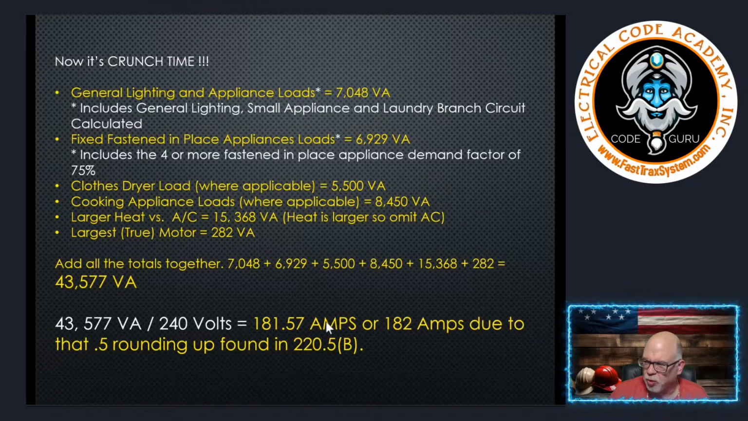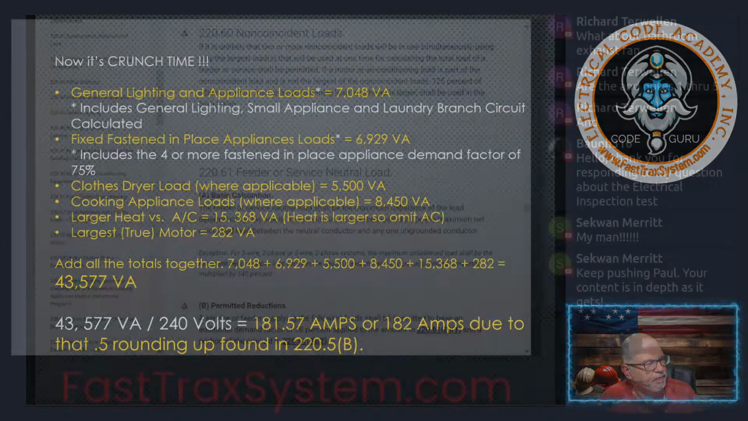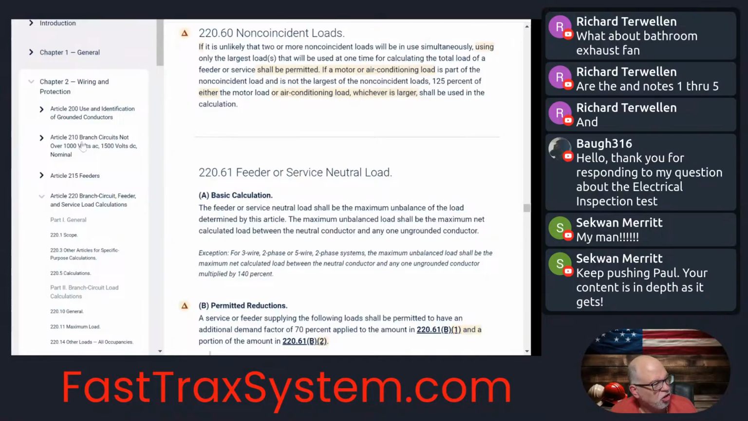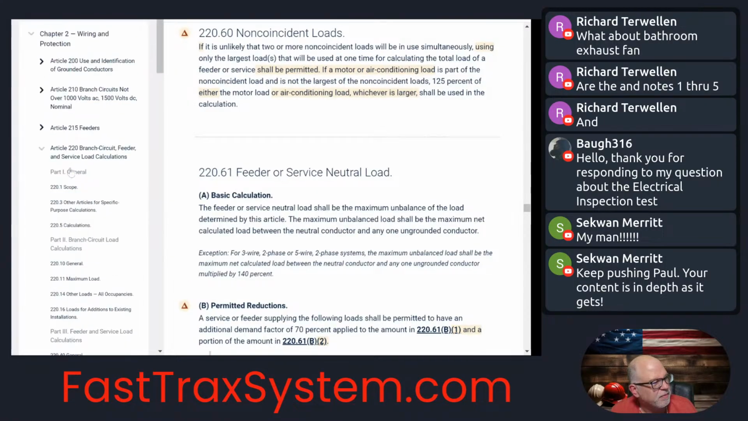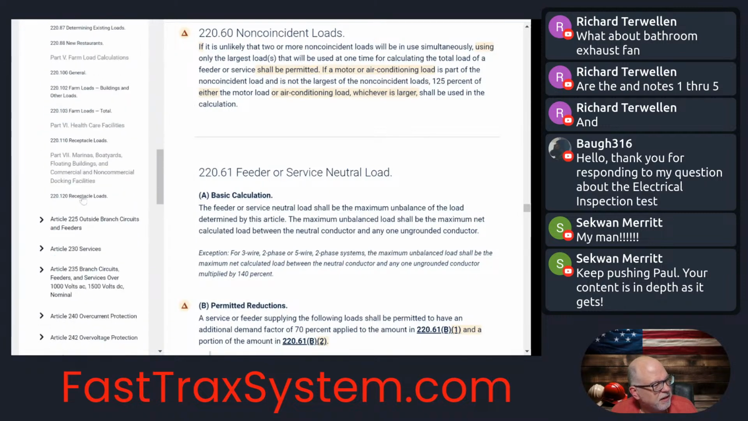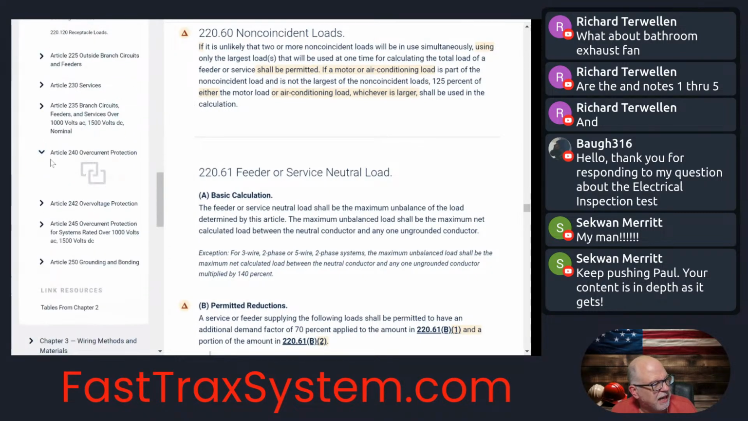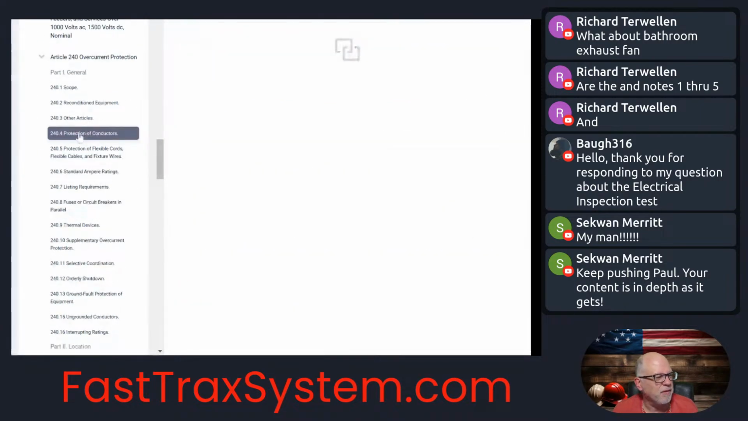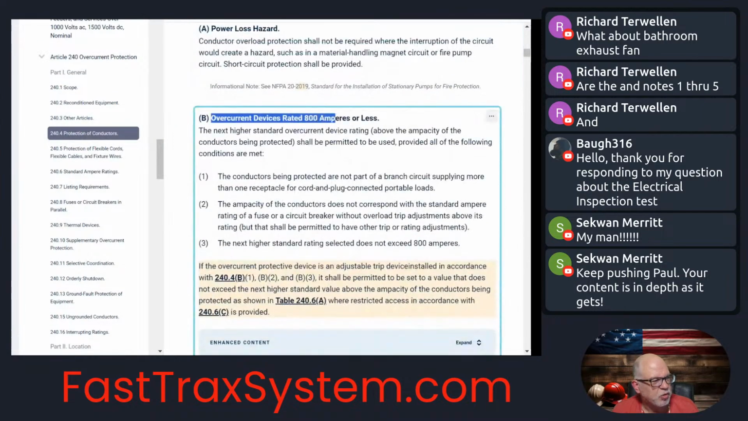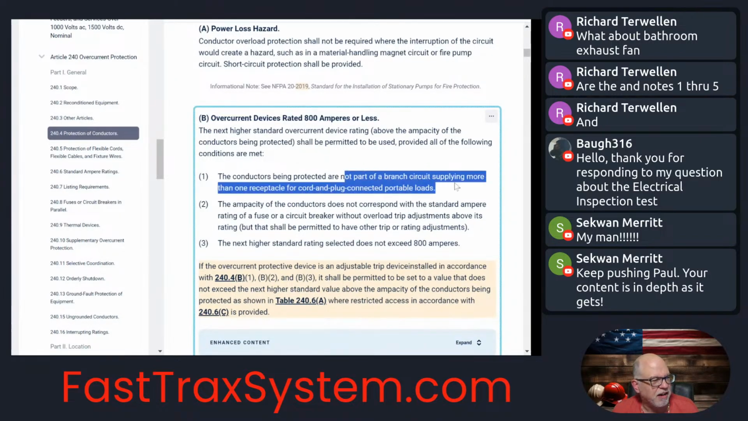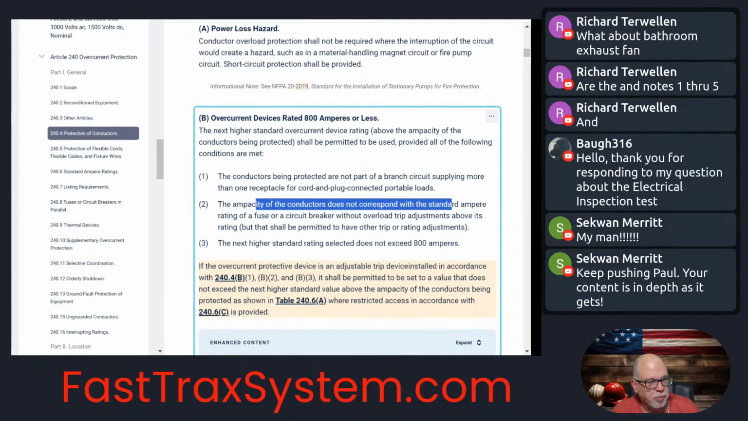So before we even see the answer, let's go to the NEC, and I'll go back real quick and show you where it says that. Bear with me. I'm visually challenged, folks, so I'm half blind anyway. So let's see, 240.4. Just where you see (B), since we know it's not over 800 amps, right? And we're not dealing with a branch circuit, right? And it doesn't correspond to a standard size breaker, because you and I both know there isn't one at 182. And the next standard size does not exceed 800, then we're allowed to do what? Go to the next standard size, right?